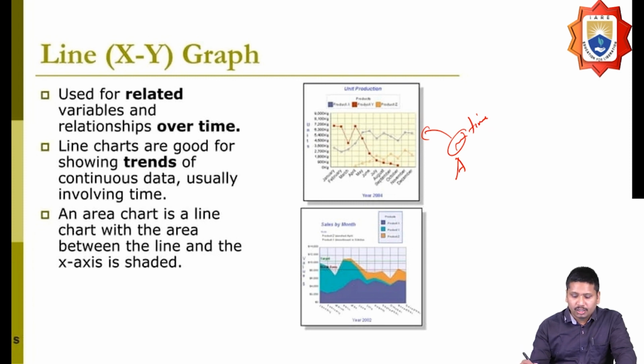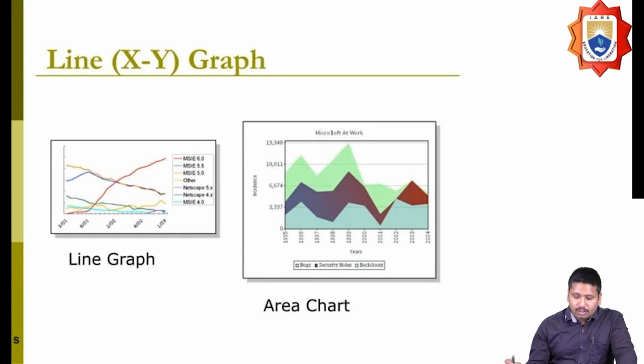In the area chart, the area between the line and the x-axis is shaded, so that you can view the data very clearly and understand it better. So this is the line graph, and mainly it is used for the relationship between time and the data. These are the different views of the line graph.